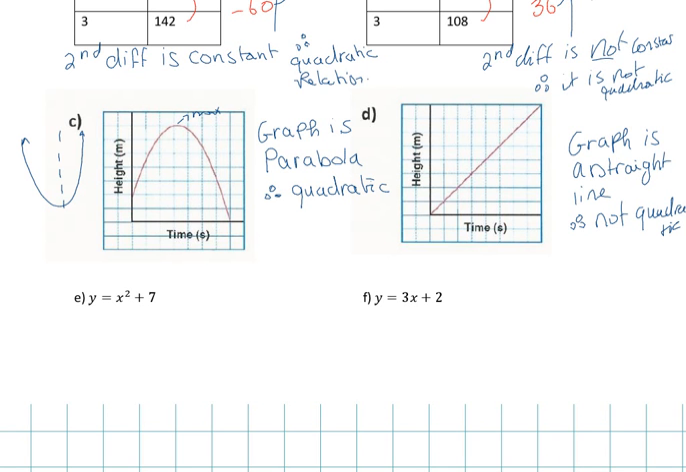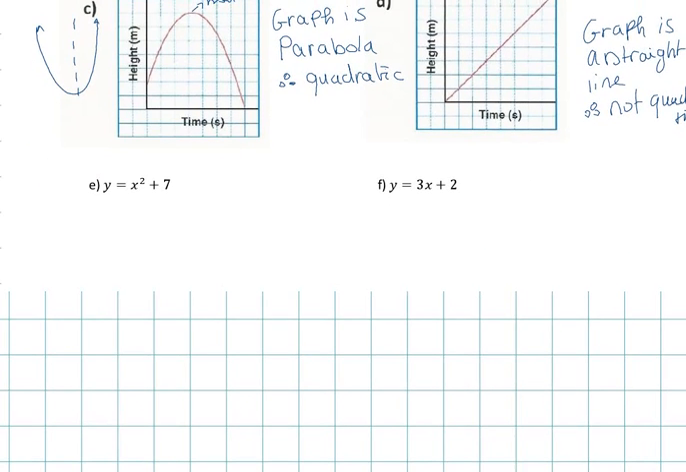So far we looked at a table, and we did first and second difference, and then we looked at graphs, and whether it's a parabola or not. Now we're going to look at equations. So looking at the first equation, what can you tell me? Is it quadratic or not? Quadratic. How do you know that? Square. So you see the degree on the x is 2, so it's quadratic.